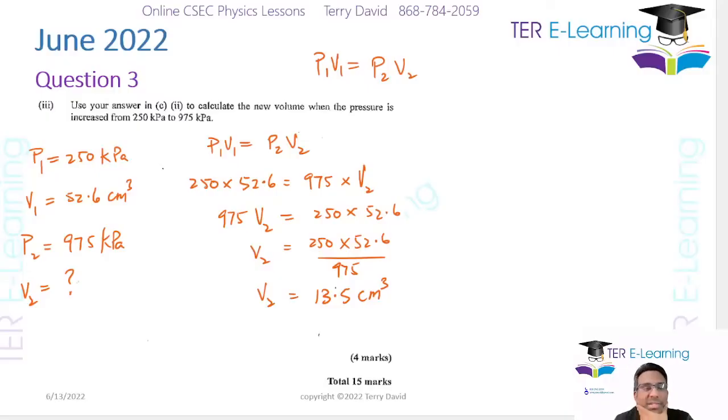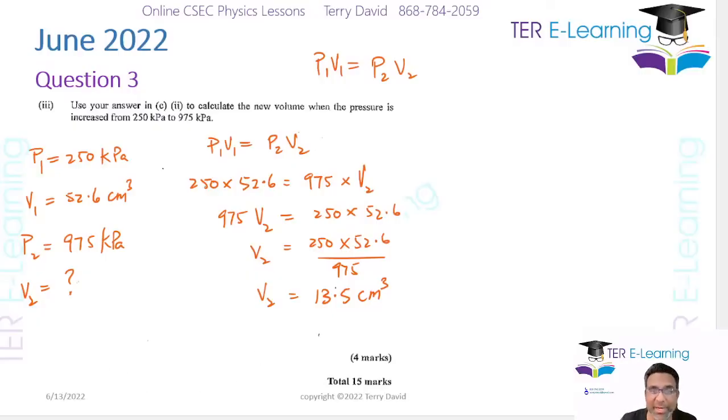Right, somebody's asking if you should convert to meter cube. You don't need to, right? Once you are consistent with your units, you can leave it in cm cube. There's no need to convert to meter cube. Don't worry, man. I'm sure you all still get marks in the rest of the paper, right? So that's my third question.